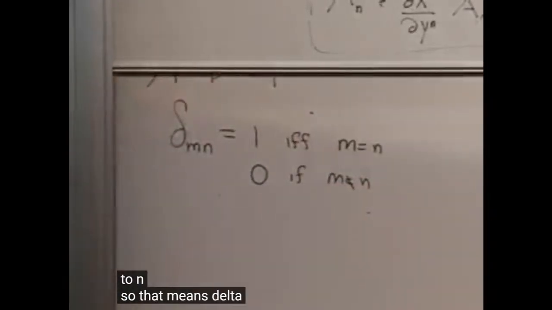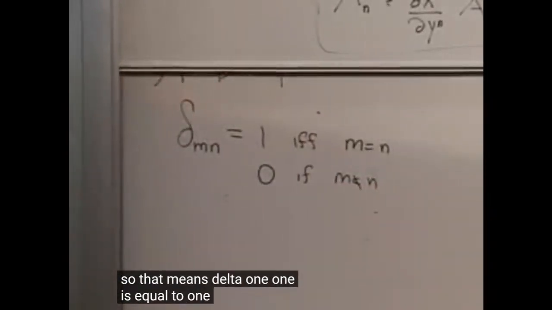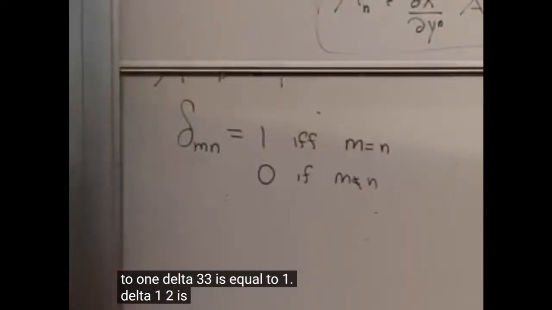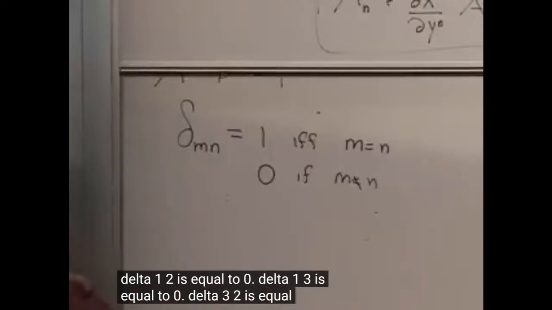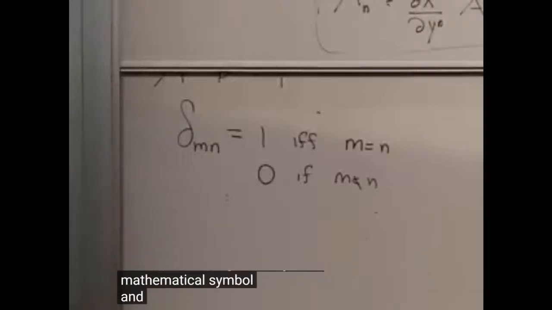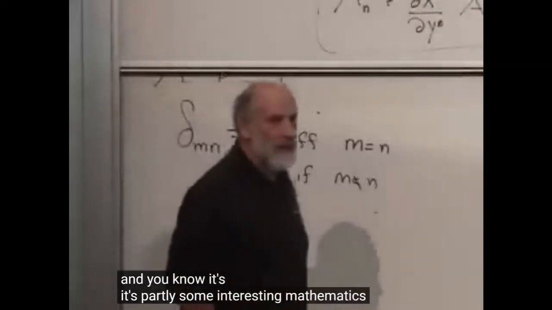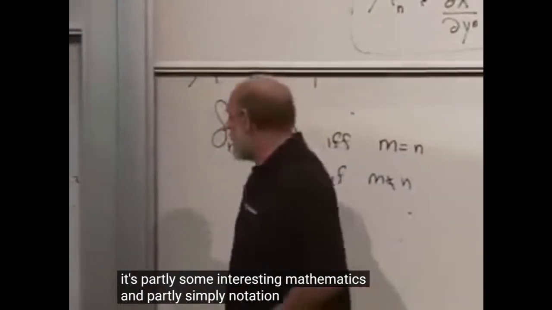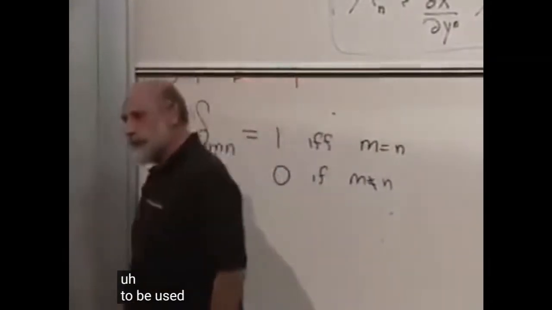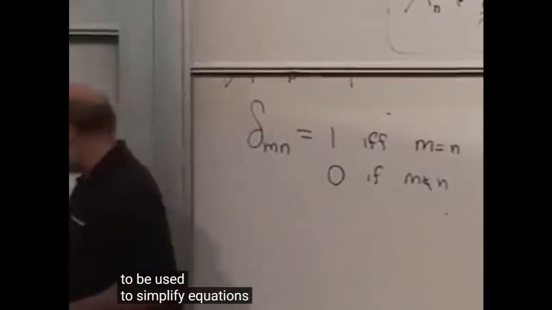So that means delta 1,1 is equal to 1. Delta 2,2 is equal to 1. Delta 3,3 is equal to 1. Delta 1,2 is equal to 0. Delta 1,3 is equal to 0. Delta 3,2 is equal to 0. That's the meaning of the mathematical symbol. And it's partly some interesting mathematics and partly simply a notational device to be used to simplify equations.